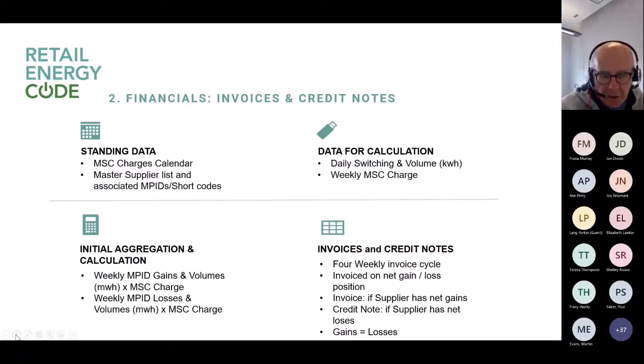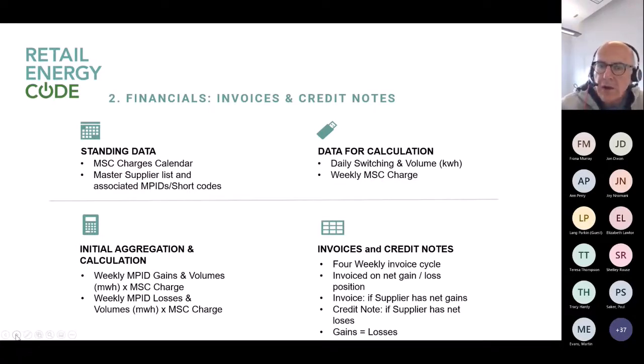As a supplier, you will receive an invoice if you have net gains over that 4 week period, therefore the gains that you have are greater than the losses that you have for the same period. If you have net losses in that period of time as a supplier, then you will receive a credit note. So essentially, the invoice is the money that you owe to the scheme. The credit note is the money that's owed to you from the scheme.